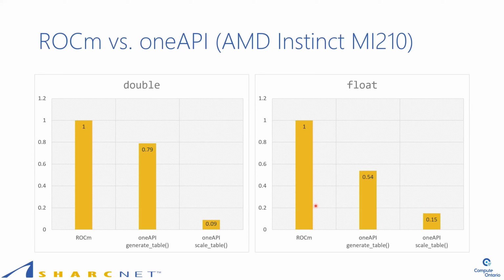Here is the same thing on ROCm, AMD Instinct MI210. The situation is a little bit worse here, especially for scale table. And I'll explain it. It's the same thing.